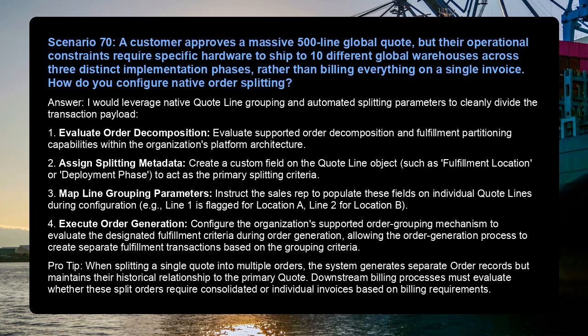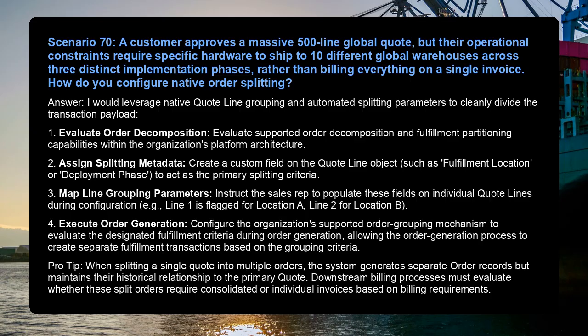1. Evaluate order decomposition. Evaluate supported order decomposition and fulfillment partitioning capabilities within the organization's platform architecture. 2. Assign splitting metadata. Create a custom field on the quote line object such as fulfillment location or deployment phase to act as the primary splitting criteria. 3. Map line grouping parameters. Instruct the sales rep to populate these fields on individual quote lines during configuration.